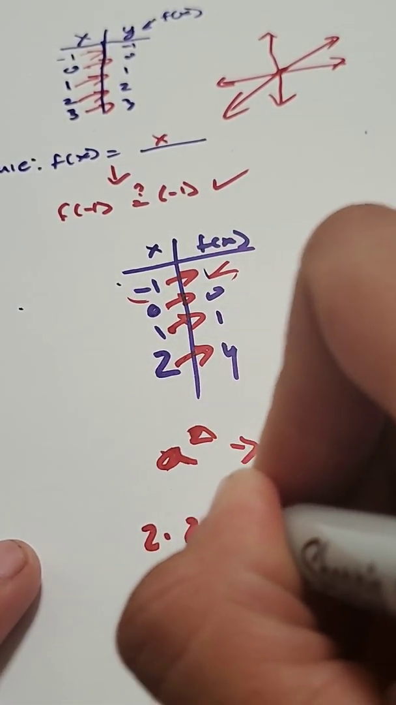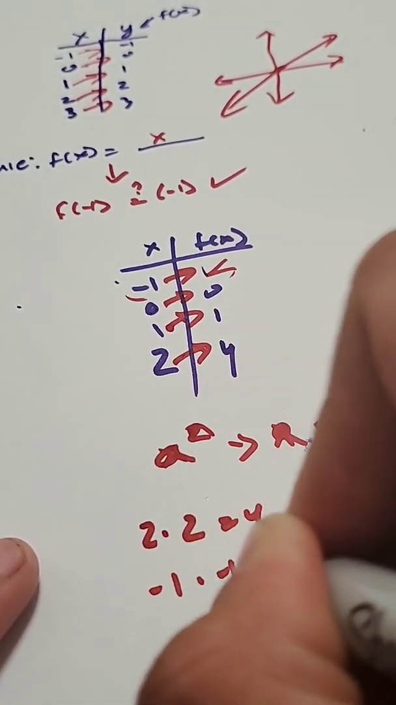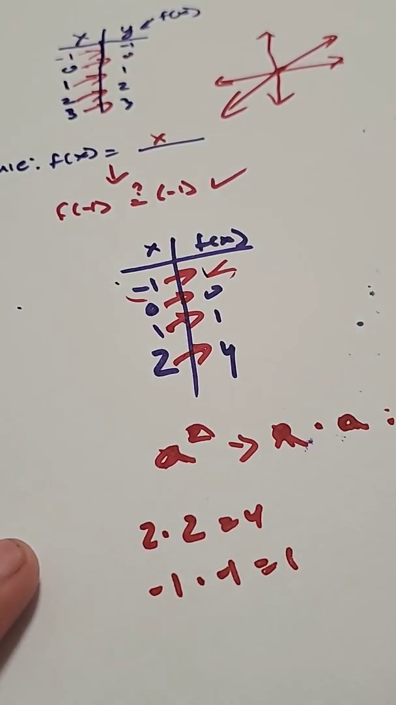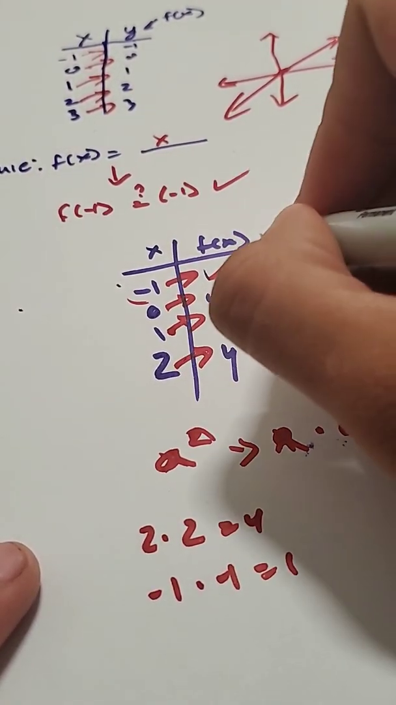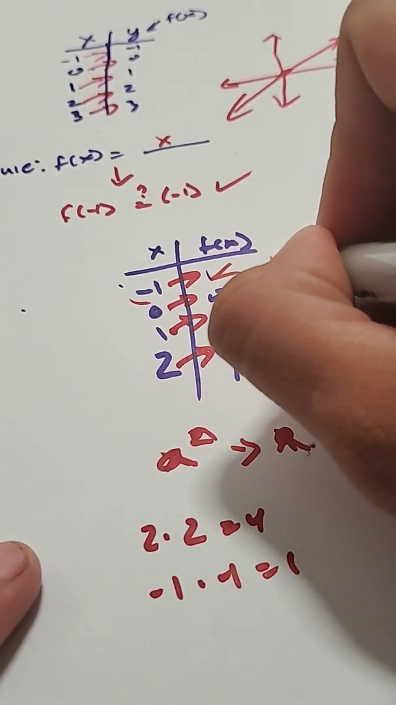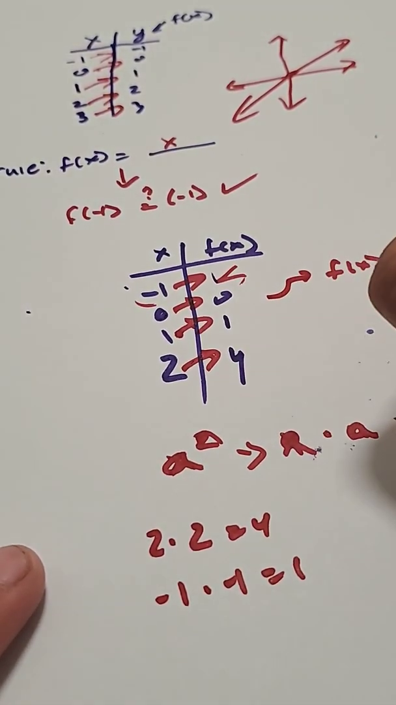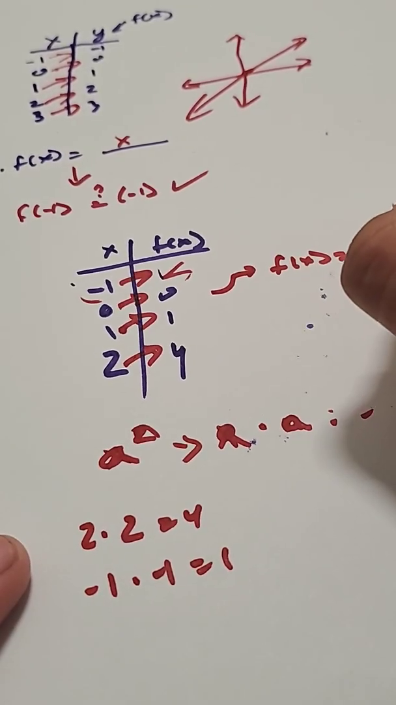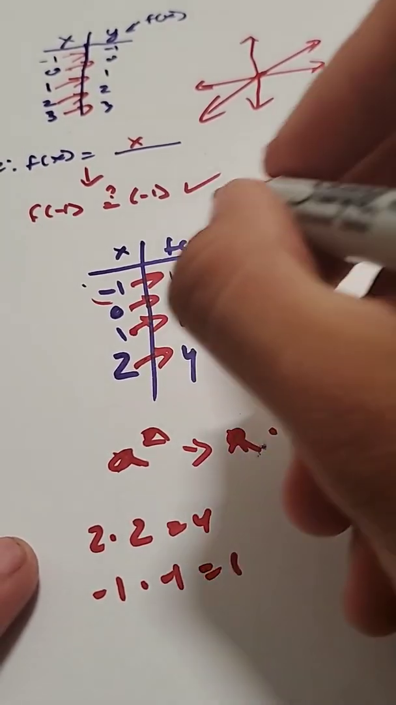So if 2 times 2 is 4, -1 times -1 is 1. That gives us a general pattern that we're squaring the numbers, raising them to a power of 2. So you're probably thinking f of x has to equal x squared. Let's see if it's true.